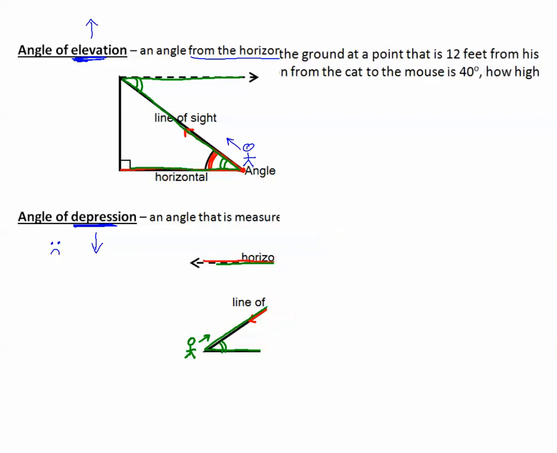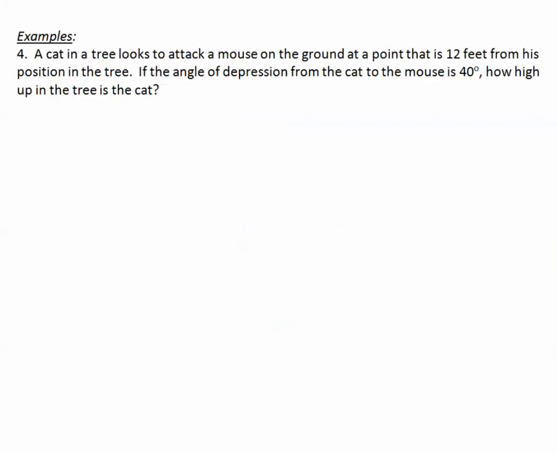Let's now try setting up a couple of problems. The hardest part is figuring out what it's trying to say and draw the picture. Once you have the picture, you already know what to do. Number 4, a cat in a tree looks to attack a mouse on the ground at a point that is 12 feet from his position in the tree. If the angle of depression from the cat to the mouse is 40 degrees, how high up in the tree is the cat?